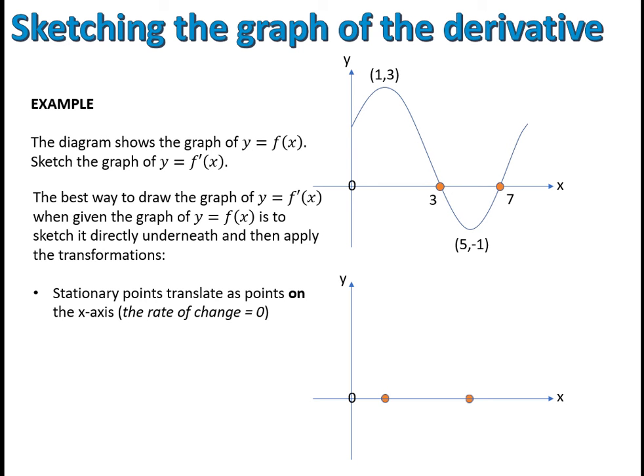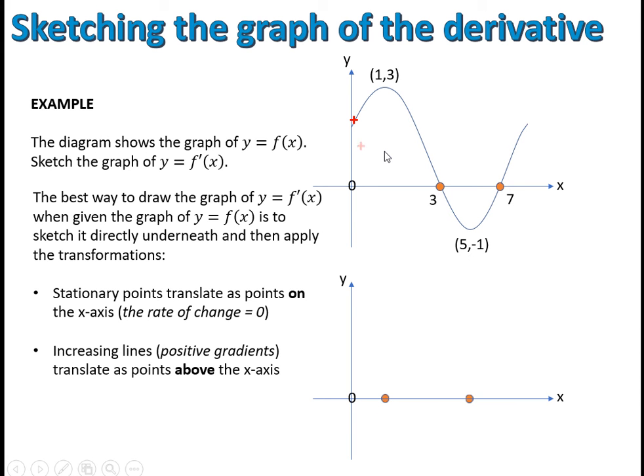Then we're going back to this graph and looking at what happens either side of the stationary points. Before this stationary point, the gradient was increasing, in other words, it's positive. What that tells us for the graph of the derivative is that before this stationary point, we'd be above the x-axis. So it translates as a line like that.